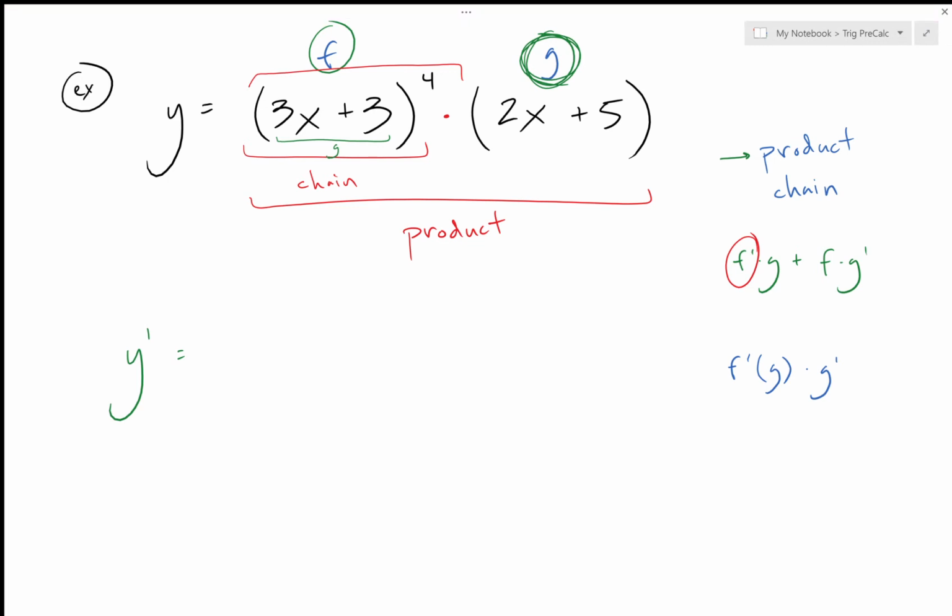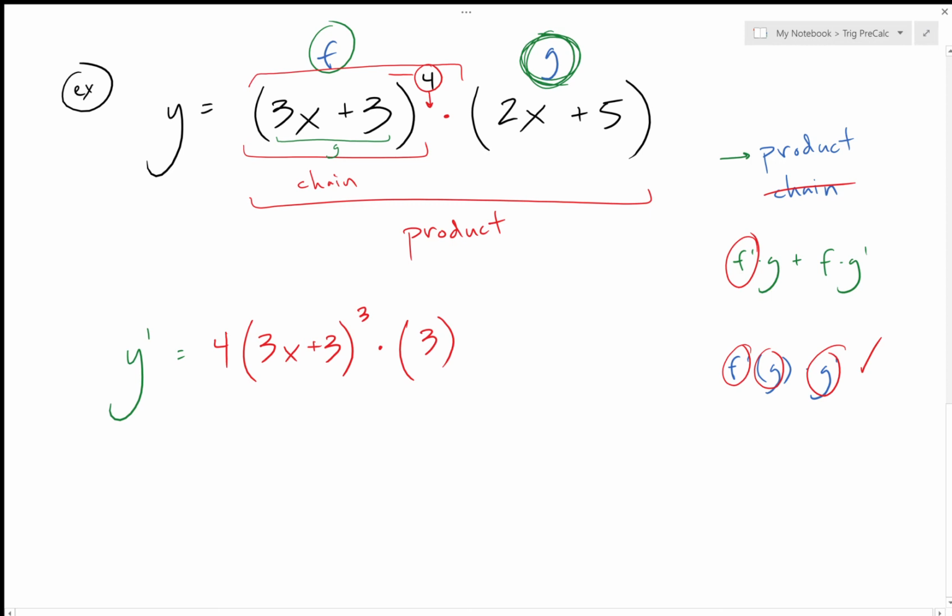Alright, so let's go ahead and do the chain rule on that first part. So we take this, we bring it forward, we keep the inside alone, 3x plus 3. I drop this down by 1, so it's to the third power. Okay, so that's the derivative of f using the chain rule, but we still need to take the derivative of the inside. The derivative of the inside would just be 3. Okay, so we've done chain rule. Chain rule's out. Let's move on.